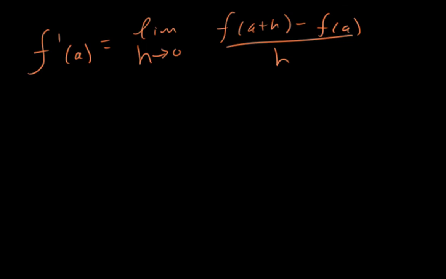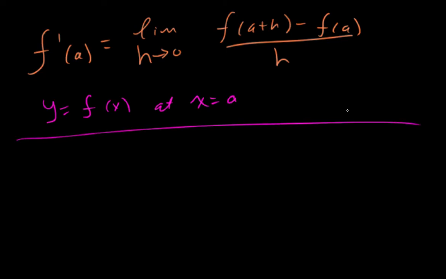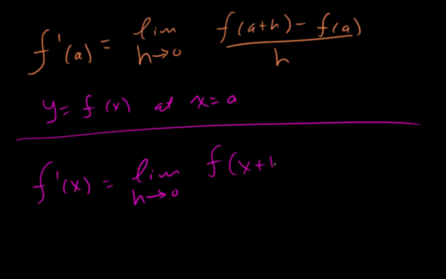Okay, so this is the gradient to the tangent, and y is f of x at x equals a, and then we say that f of x is differentiable at x equals a. Now, the derivative function is this. It looks very similar. Okay, we're going to use these on this next one.